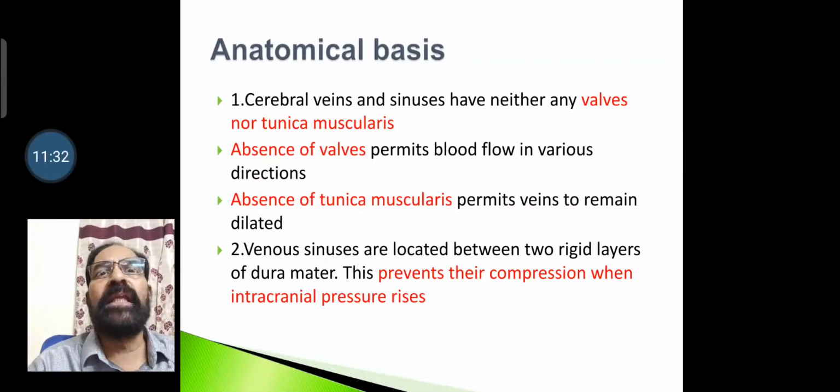Then coming to anatomical basis of cerebral venous thrombosis. Cerebral veins and sinuses have neither any valves or tunica muscularis. Absence of valves permit blood flow in various directions. Absence of tunica muscularis permit veins to remain dilated. Apart from that, venous sinuses are located between the 2 rigid layers of dura mater. This prevents their compression when intracranial pressure rises.